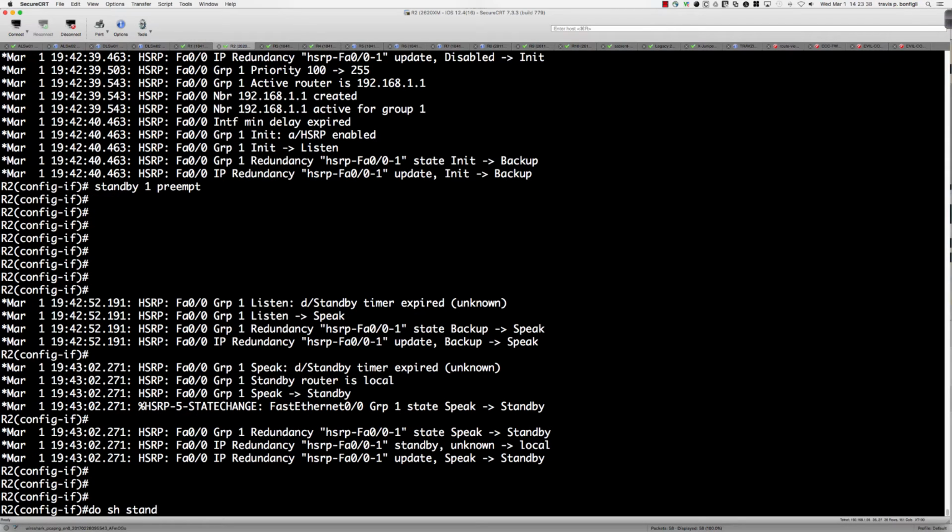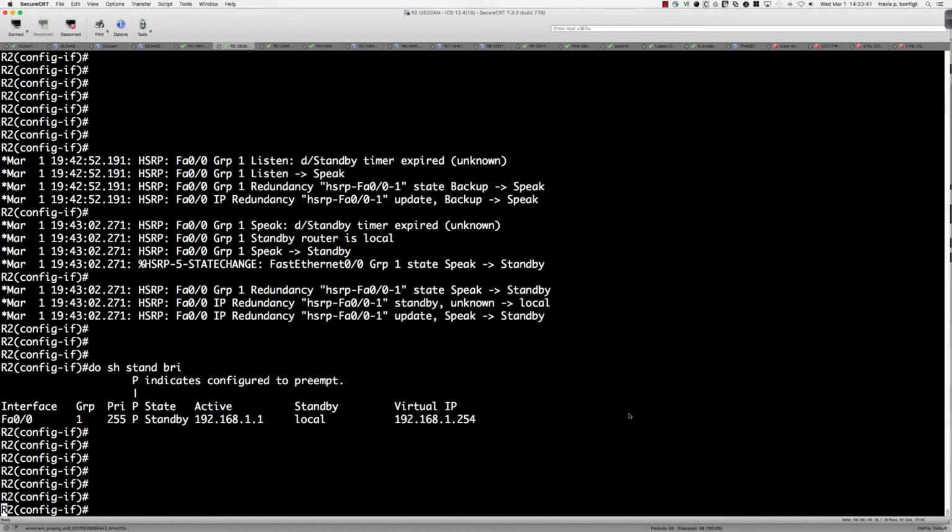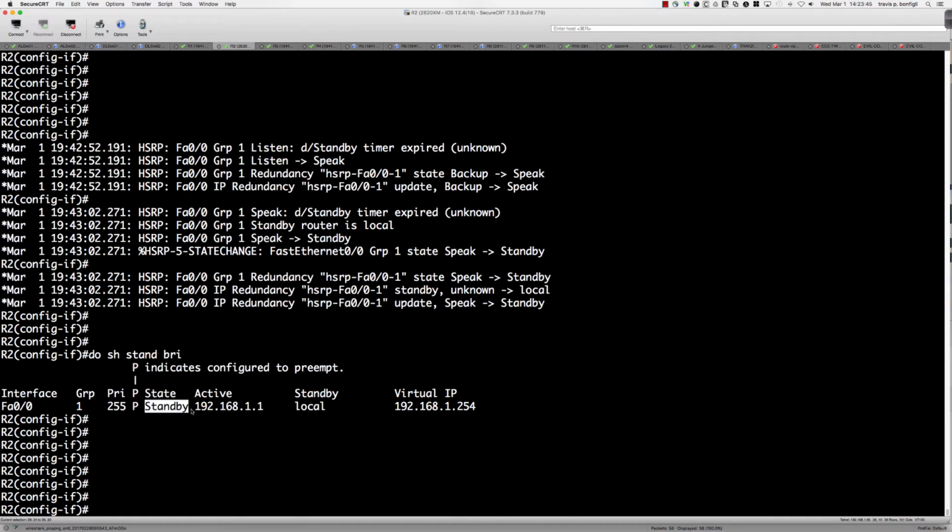So at this point, when I say do show standby brief, what do we see? We see that the state of this router is standby. Right? Who is the standby? The local router, in other words, router 2. Who is the active or primary router? That's router 1. So now we have a priority of 255 here, and we also have a priority of 255 on router 1. So how can we confirm that the highest IP is going to be the tiebreaker? Now remember, it's the highest interface IP. The interface IP for router 2 is 192.168.1.2, and the IP for router 1 is 192.168.1.1.